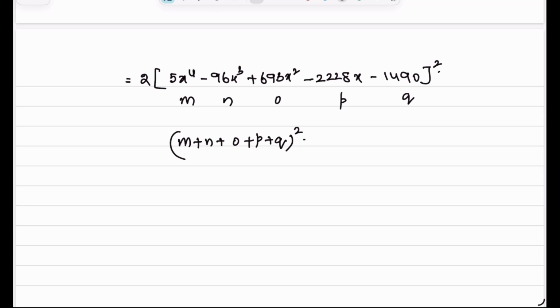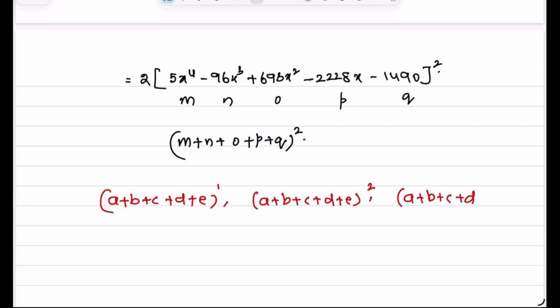Ultimately, instead of A plus B plus C whole squared, whole cube, whole to the power of 4, it is giving A plus B plus C plus D plus E. That means ultimately we will be learning A plus B plus C plus D plus E to the power of 1, A plus B plus C plus D plus E whole square, whole cube, to the power of 4, and to the power of 5.